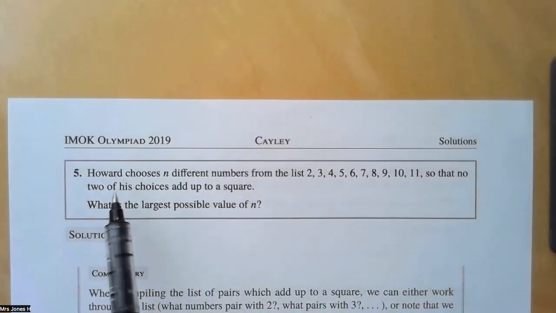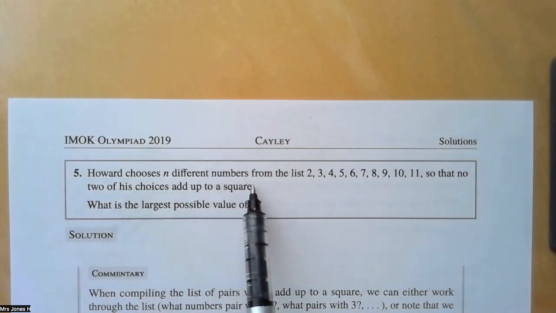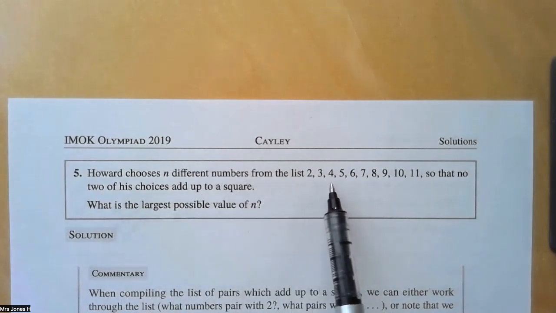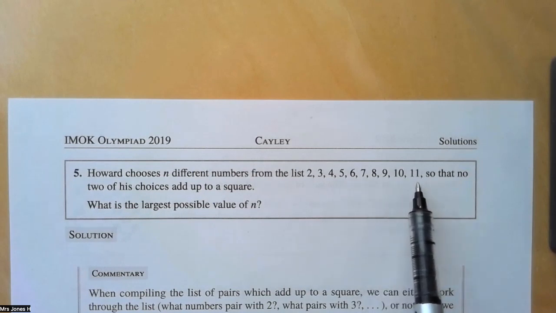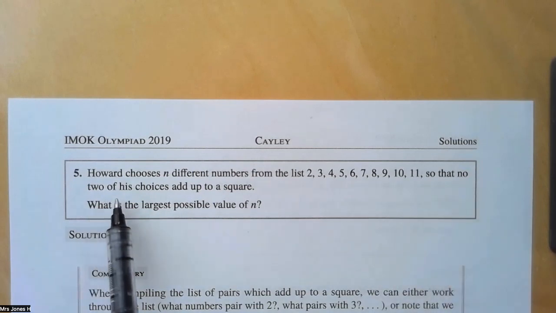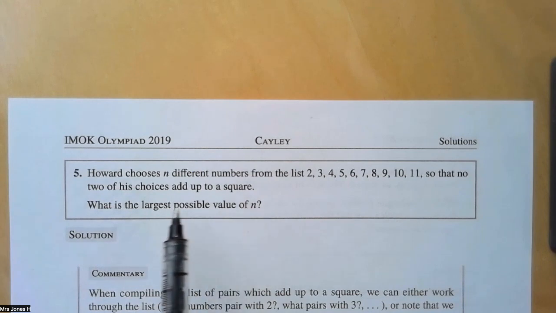Question 5. Howard chooses n different numbers from this list, 2, 3, 4, 5, 6, 7, 8, 9, 10, and 11, so that no two of his choices add up to a square. What is the largest possible value of n?